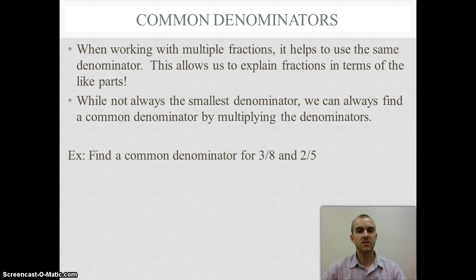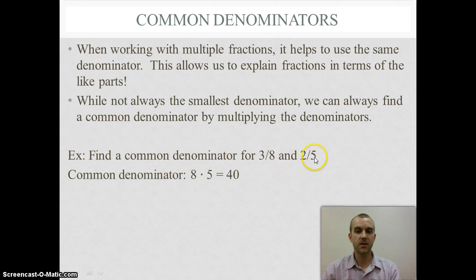Now often when we're dealing with different fractions, we want to have a common denominator, or the same number in the denominator. That's going to make it a little bit easier to deal with the different fractions because they'll have like parts. One way we can find the common denominator is just by multiplying the two denominators together. That may not give us the smallest denominator, but it will give us a denominator that will work. For example, if we have 3/8 and 2/5, we'd get our denominator by taking the 8 and the 5 and multiplying them together to get 40.